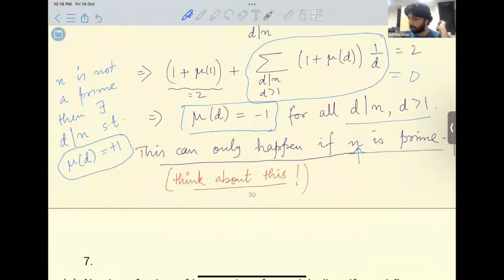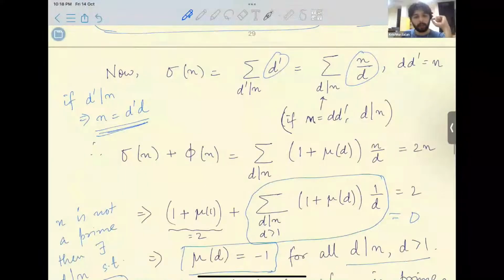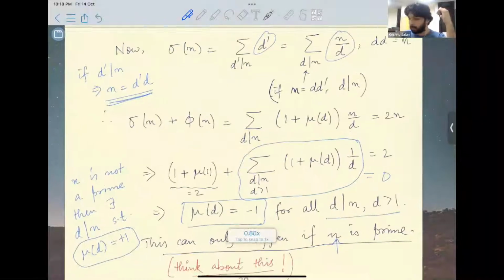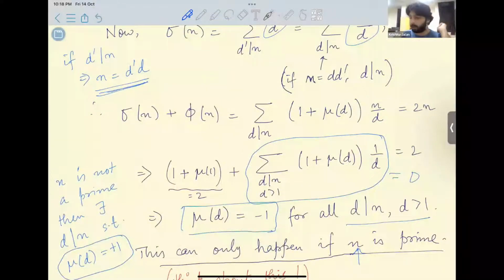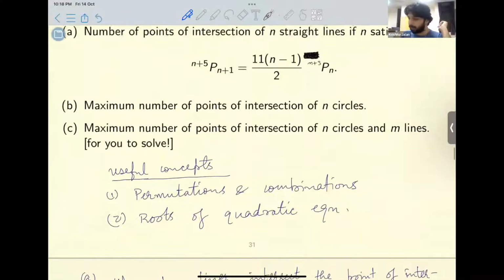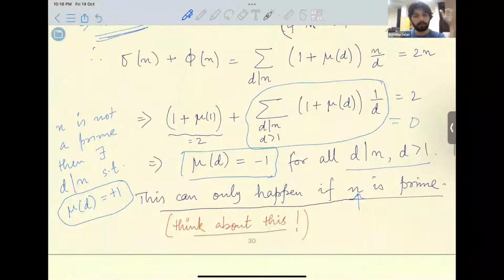Any questions regarding this? There are many definitions. You should carefully go through the definitions because it is assumed that you'll know such definitions for Olympiad problems, sigma of n, phi of n, and all those things. So you should go through them. I hope there is no doubt. If you have anything, you can ask me later.